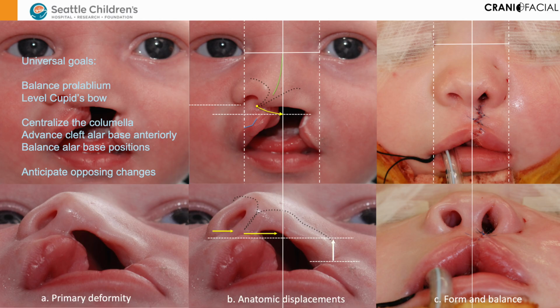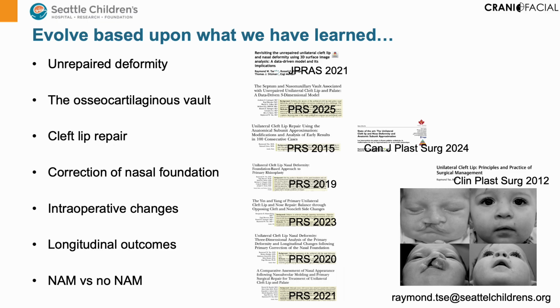And so there are universal goals to correcting the unilateral cleft lip nasal deformity. We need to balance the prolabium, we need to level Cupid's bow, we need to centralize the columella, advance the cleft alar base anteriorly, and then balance the alar base positions. In the meantime, we need to anticipate opposing changes from one side to the other. And so let's evolve based upon what we've learned. I've told you a great number of things, but some of what I've told you may be wrong, and it's up to us to work together to improve things so that we improve the care for our patients as we move forward to the future.